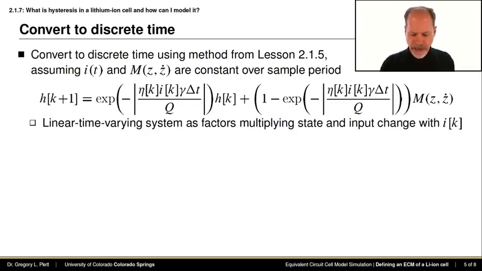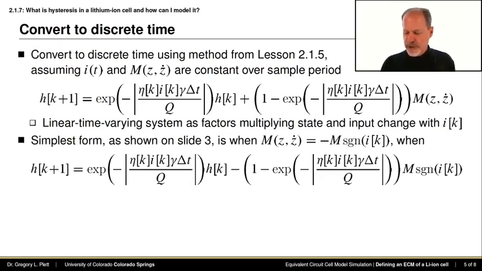Notice that this is a linear time-varying system. The values on the right-hand side that multiply h and that multiply m are both functions of the input current at any point in time, and so these values will not be constant but will change with time. But that's okay, we can deal with that.